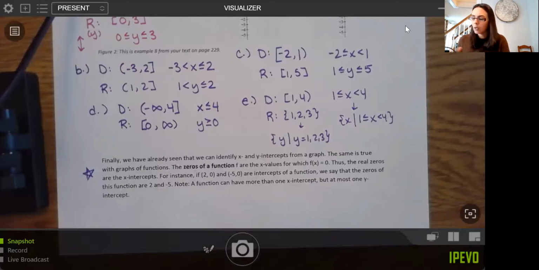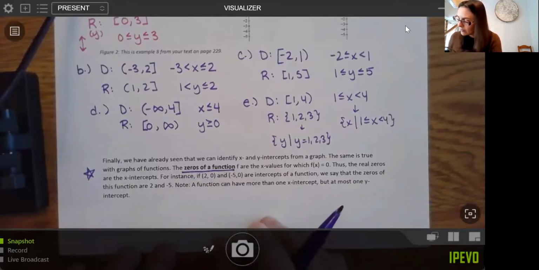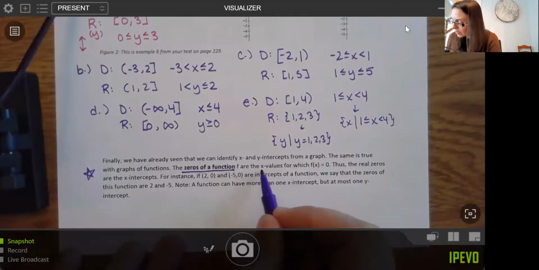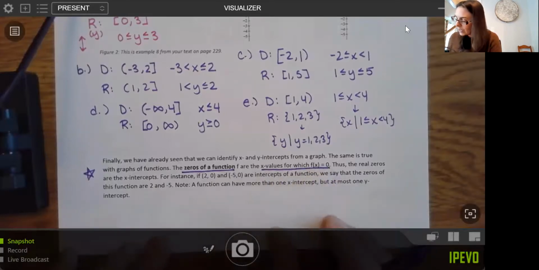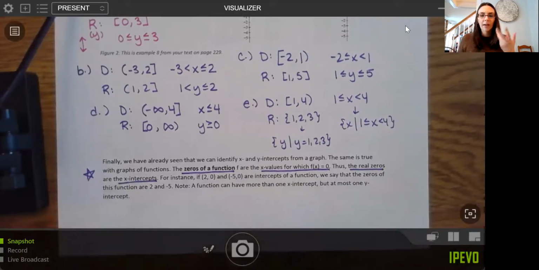We do have a new terminology here though, and we say the zeros of a function. So the zeros of a function are the x values for which f of x is 0. Thus, the real zeros are also the x-intercepts. So that term zeros and x-intercepts are basically used interchangeably as long as the values are real. Of course, you could have zeros of a function that are imaginary or complex, which you would not see in a graph. But if it's a real 0, then you're going to see those on the graph as your x-intercepts.